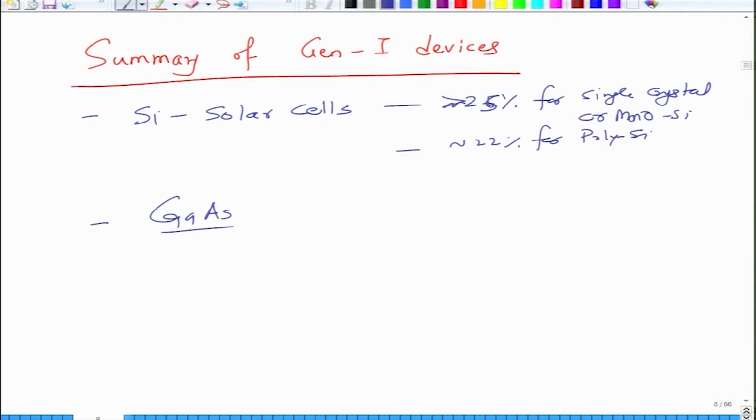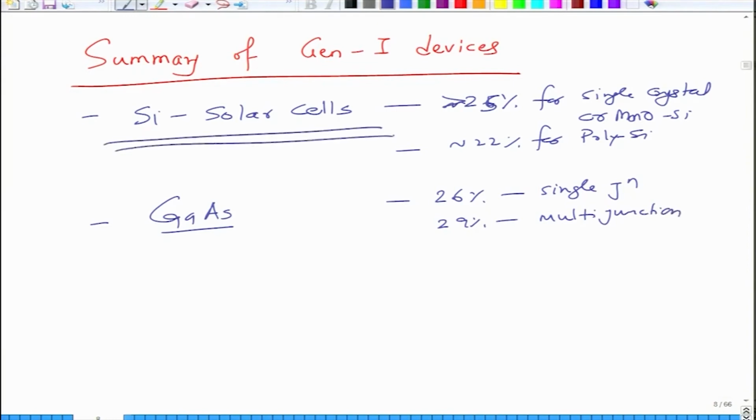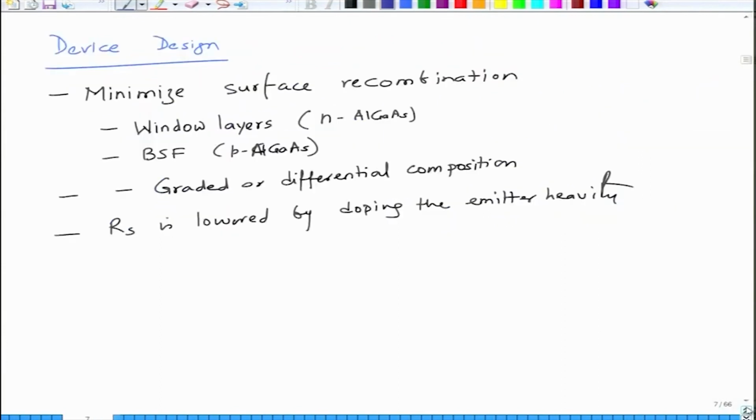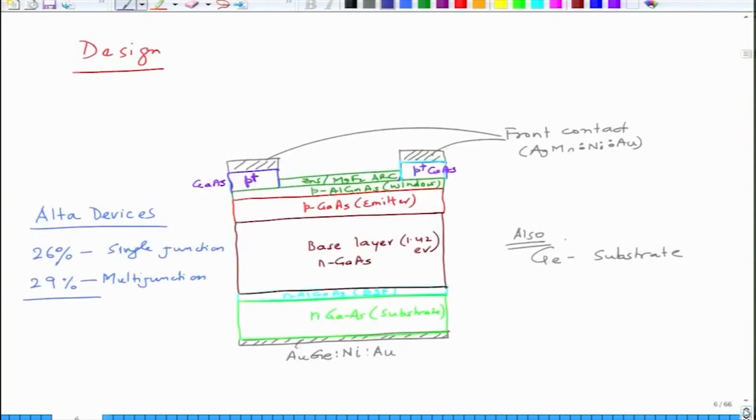higher carrier mobility and so on and so forth. But gallium arsenide again is about 26% for single junction and about 29% for multi junction. But silicon is the one which has dominated the commercial market because of lower cost. So that is why we use silicon, and gallium arsenide is also very suitable for making multi junctions in comparison to silicon. Because gallium arsenide band gap tunability is better, you can use higher and lower band gaps to harness.